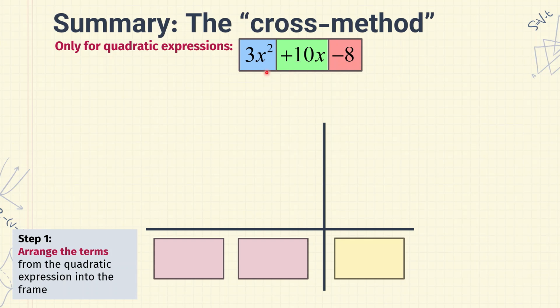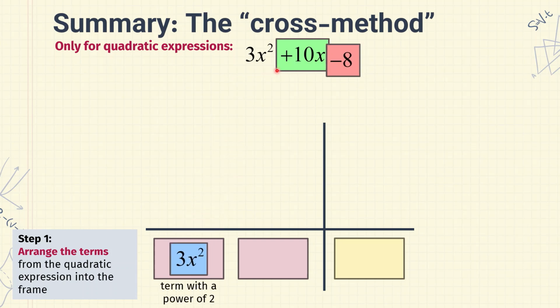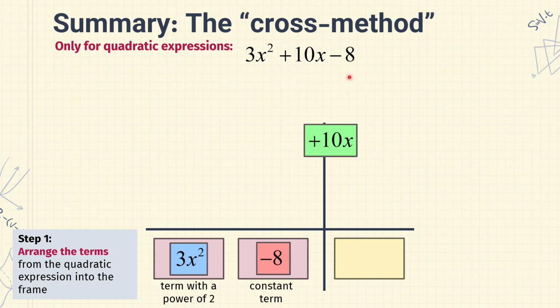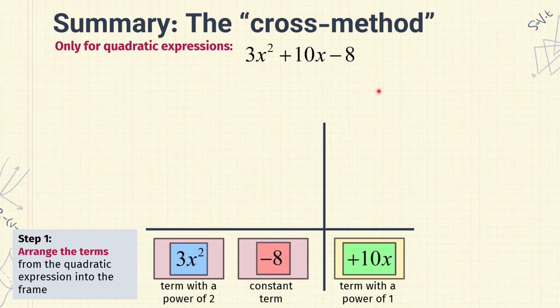So what we do is that the 3x squared, the power of 2 term, will be placed over here. And then after that, the constant term, which is negative 8, will be placed here. And finally, the 10x term, the term with a power of 1, will be placed over here. It must be in this order, whereby down here must be the term with a power of 2. In the center, it must be the constant term. And then over here, it must be the term with a power of 1.